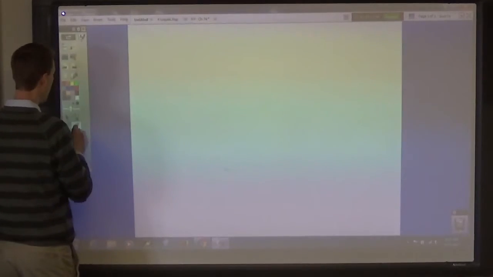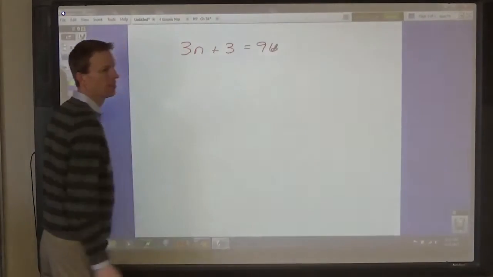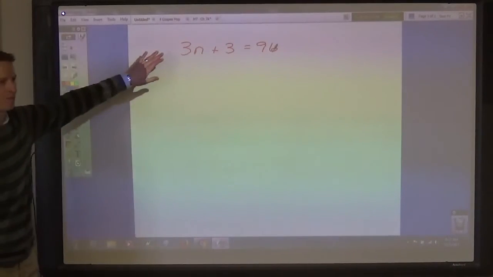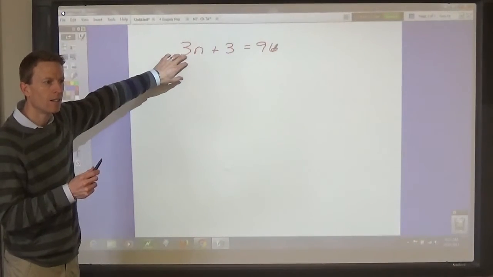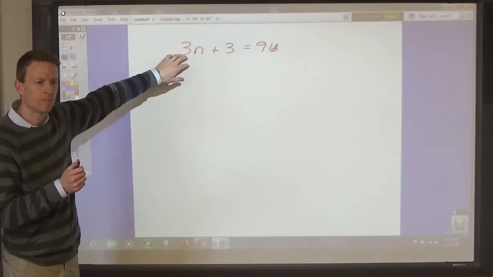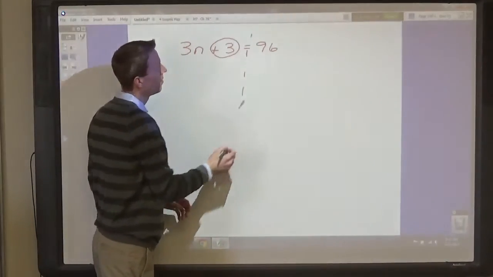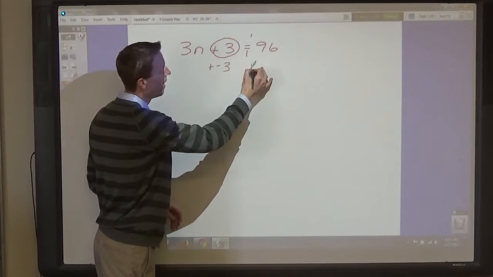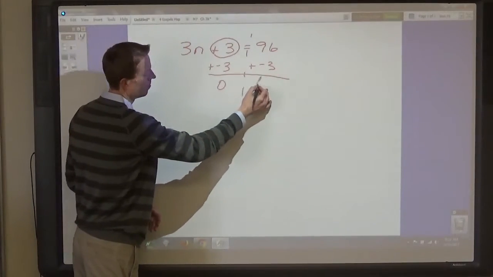Amanda, how would we solve that? 3n plus 3 equals 96. How would we solve this, Emily? So you start by getting the variable on one side, so we add the negative. Yep, we have to get rid of this number first by adding its opposite. And then on the left side it's 0, and on the right side it's 93.